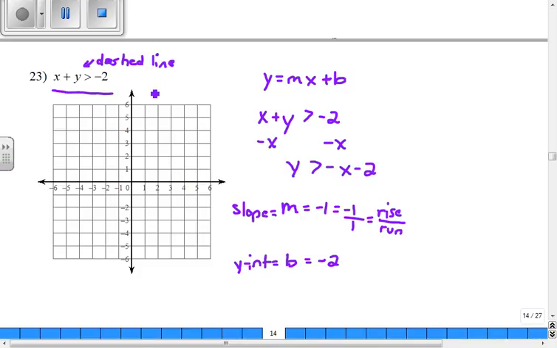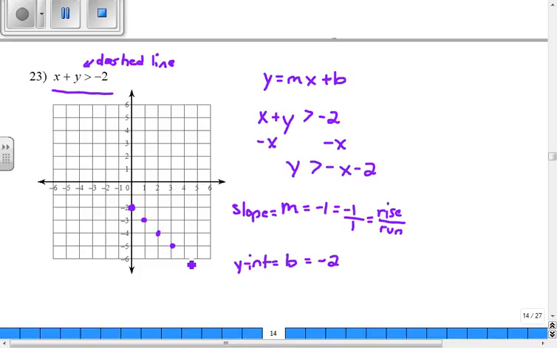Okay, so I start by graphing with my y-intercept. So my y-intercept is negative 2. And then I use my slope to add additional points. So my rise is negative 1, so I'm going to go down 1, and my run is 1. So I'm going to go right 1, since right is positive. And I'm going to do that again, down 1, right 1.